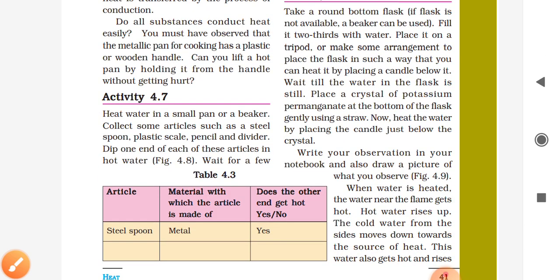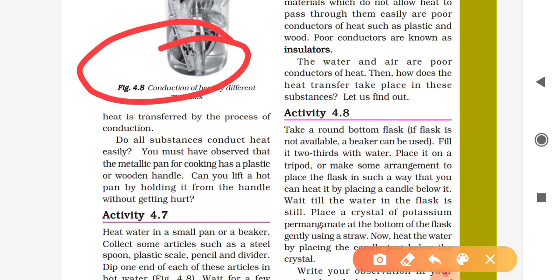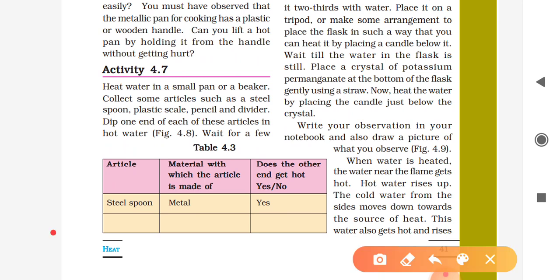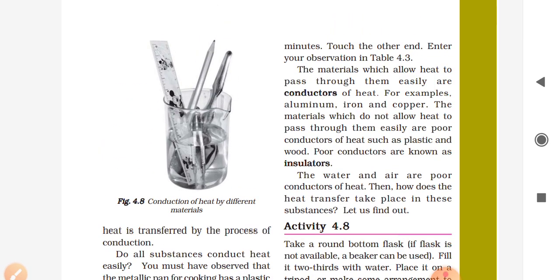Here is some material given to you in the class. You have to observe it and note down what kind of object it is, what material the article is made of, and whether it transfers heat. These are made of different kinds of materials, such as a plastic scale, pencil, and spoon. You have to observe the material and note it down here in the table.